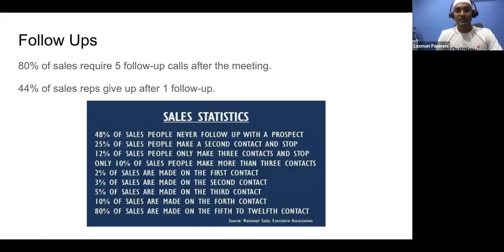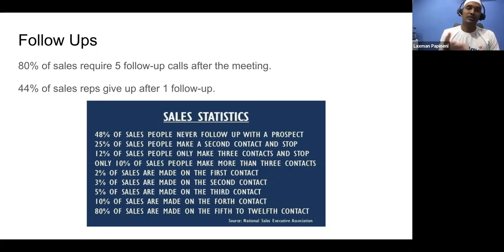And follow-ups, a very interesting and big debatable topic, is how many follow-ups should I do, or how many follow-ups is a successful salesperson doing right now? A study shows that more than 5 follow-ups is the average, but what I would say is you have to do a minimum of 12 follow-ups to get a response from a buyer these days.